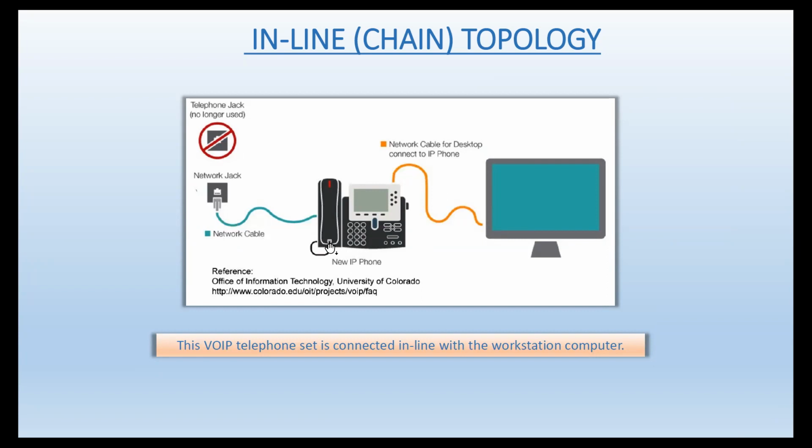The phone is going to grab the phone signal out of that Ethernet connection, and the PC is going to grab the PC information that it needs from the Ethernet, and each is going to work as two independent devices through one link. So, inline topology. This VoIP telephone set is connected in line with the workstation computer.